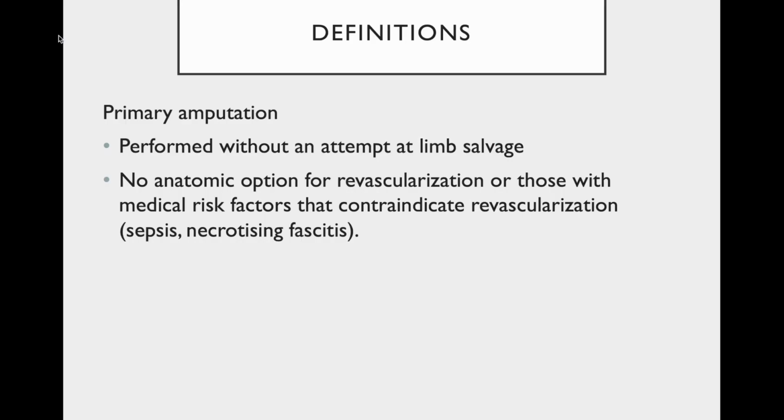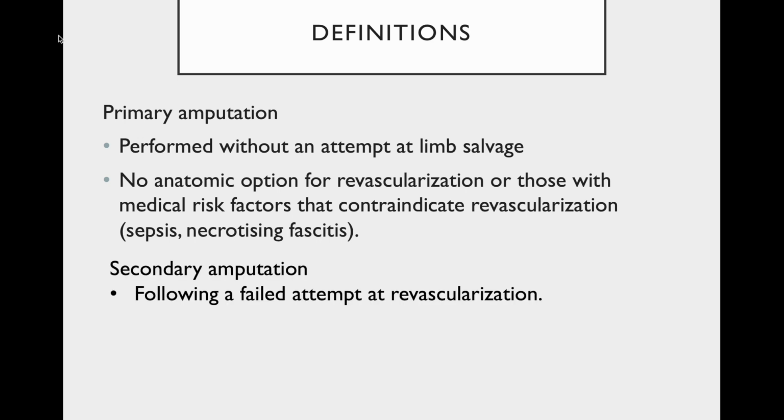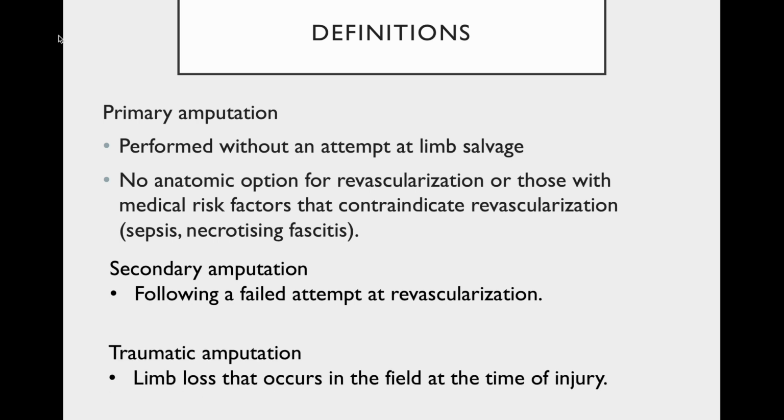So starting with some definitions, a primary amputation is an amputation that is performed without an attempt to save the limb, and that's usually because there's no anatomic option for revascularization, or in those patients with medical risk factors that contraindicate revascularization. For example, they are septic or they have an ascending infection such as necrotizing fasciitis. Secondary amputation is an amputation done following a failed attempt at revascularization. A traumatic amputation is one that occurs in the field at the time of injury.